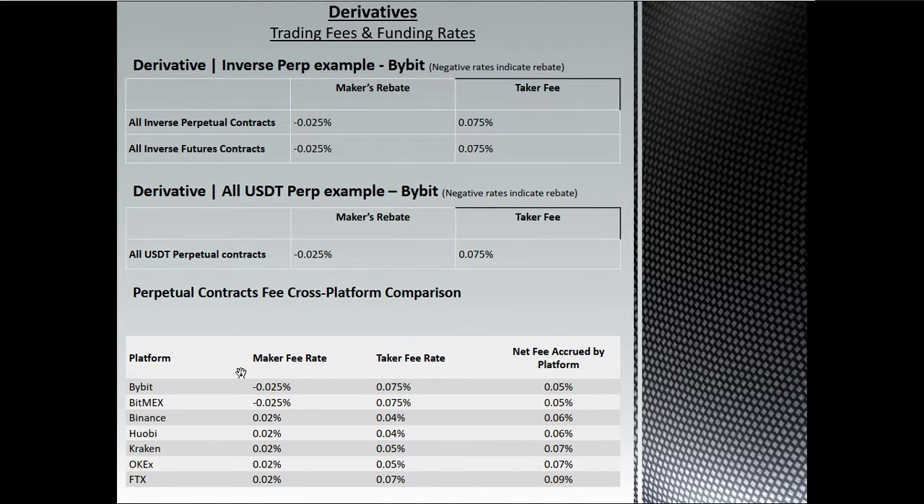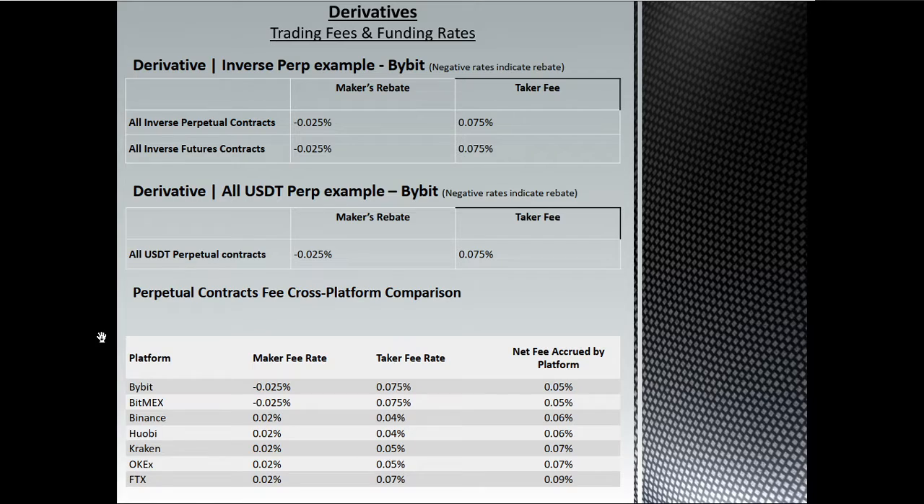Carrying on here. So here are some examples from Bybit. All inverse perp contracts: maker's rebate negative 0.025 for maker, 0.075 for the taker.